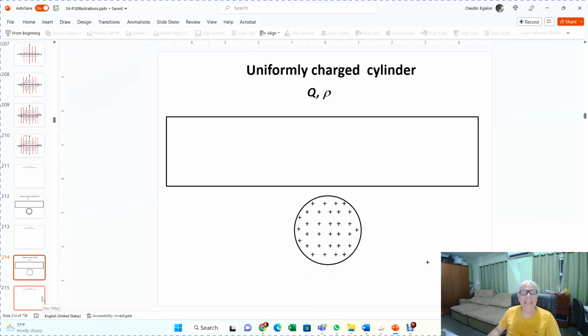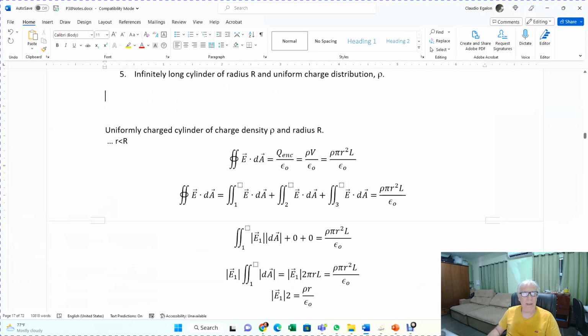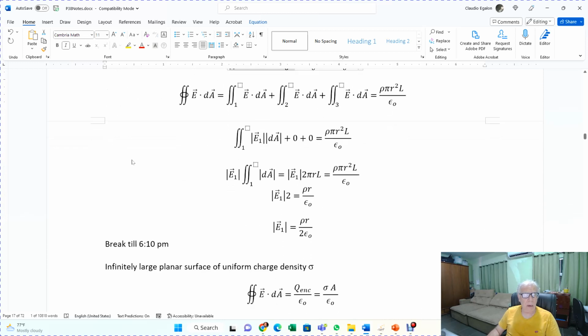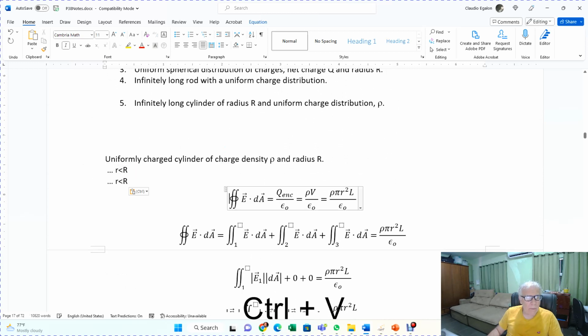The situation is exactly the same as for the rod for the case in which the distance is greater than the radius of the cylinder. So it's like that. E dot dA, Q enclosed, epsilon naught. That's what we have whenever r is greater than R. But I'm not doing that for r greater than R because the solution is exactly the same as for the rod. Here you go.